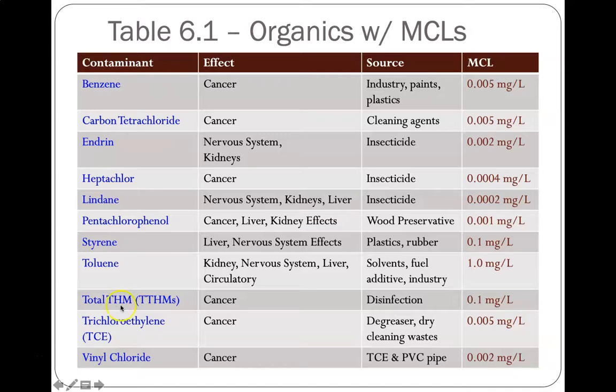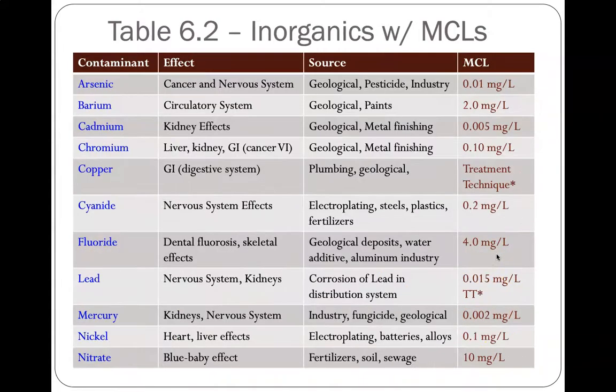These things are associated with cancer. Disinfection byproducts like trihalomethanes are associated with cancer. Toluene is associated with kidney, nervous system, liver, and circulatory problems. So they have different levels and limits for a lot of things, and these levels may have changed since I made that slide, so we'll look at that here in a second.